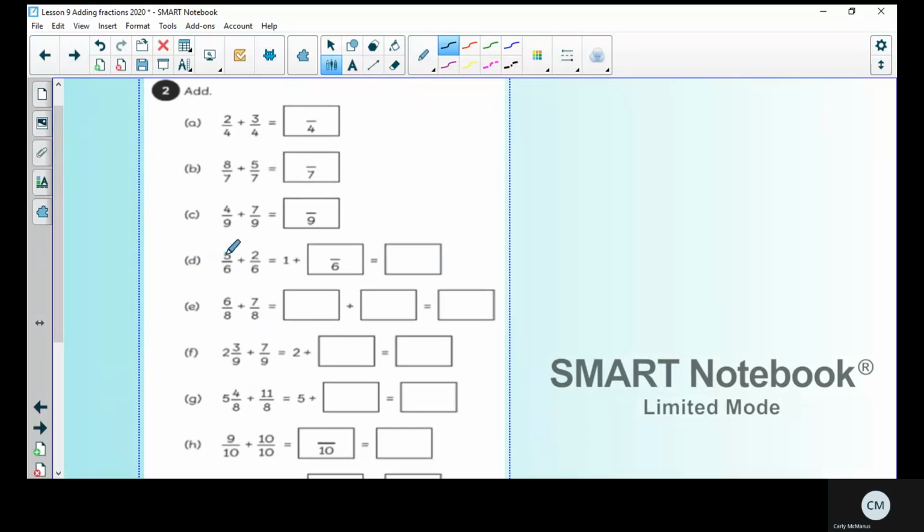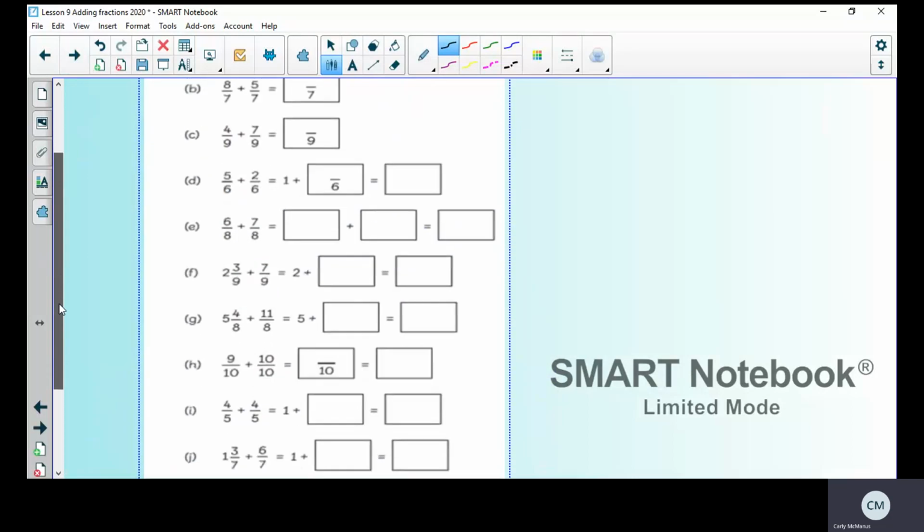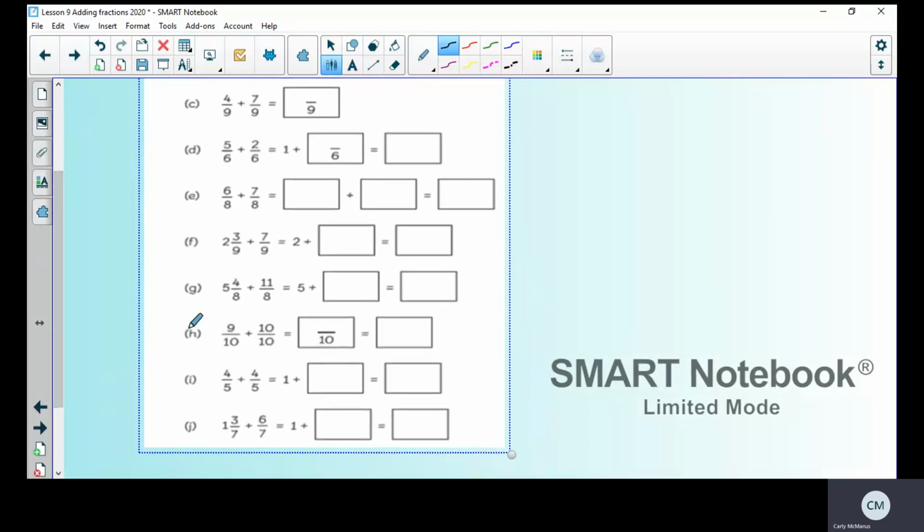On D, you're adding these two up. Now, it's asking for the whole number and the fraction. What I would do is I would add these two together and maybe write it on the side to get your improper fraction, and then convert it into the mixed number and fraction. And then you just put the two numbers together there. Here, again, I would add these two together and do an improper fraction on the side. That's asking for the whole number and the fraction, and then putting them together. Same on here. Now here's a bit different because you've already got a whole number.